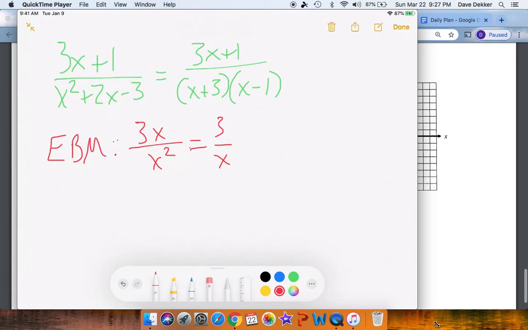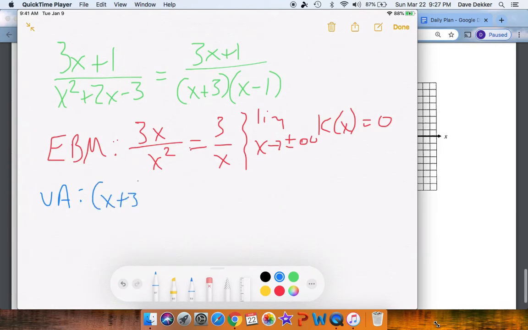Okay, so 3 over x, it's like a reciprocal function, and what we know on the left and the right side for that, so the limit as x approaches positive or negative infinity, and this is function k, so k of x, we know that's going to be 0, because that's what 3 over x would do. Okay, we need to find vertical asymptotes, so we need to know where does the denominator equal 0. So we're looking for where does x plus 3 times x minus 1 equal 0, and that's going to be at x equals negative 3 or at positive 1.